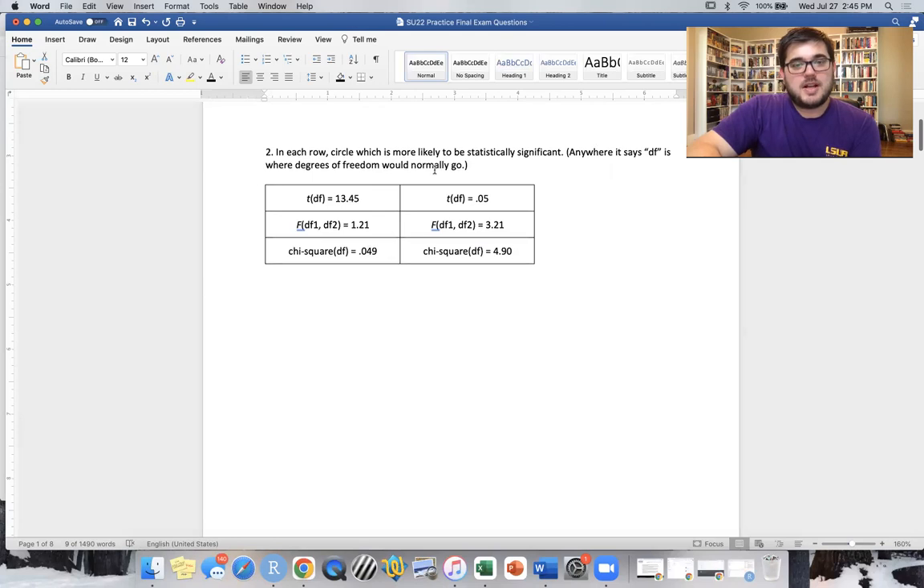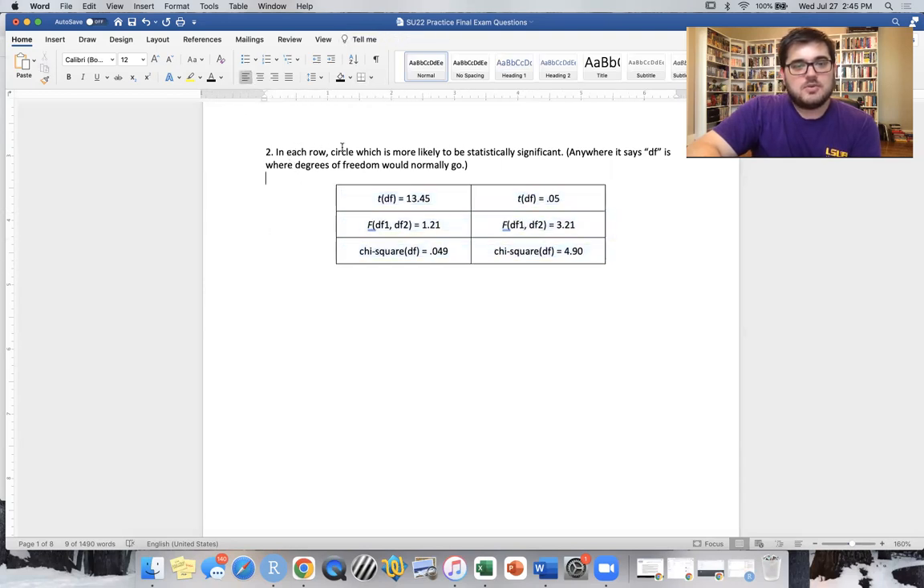Number 2, I'm glad this one's not on the exam because people got really confused by this one for some reason when I've had this exam in the past. In each row, circle which is more likely to be statistically significant. Anywhere it says DF is where degrees of freedom would normally go. So out of these two in this top row, you have a t-value with a certain degrees of freedom. I don't specify what the degrees of freedom are. A t-value of 13.45, or a t-value with presumably the same degrees of freedom, just says DF, of 0.05.